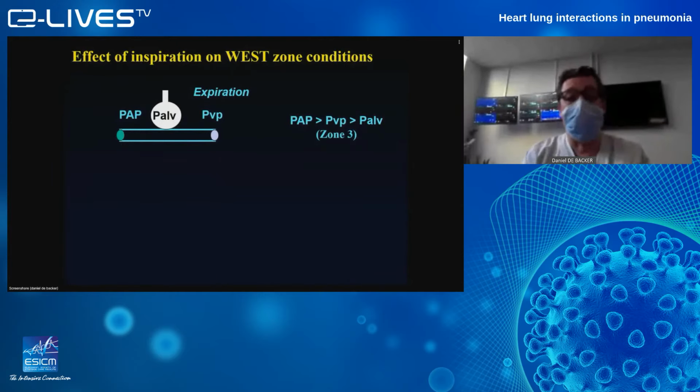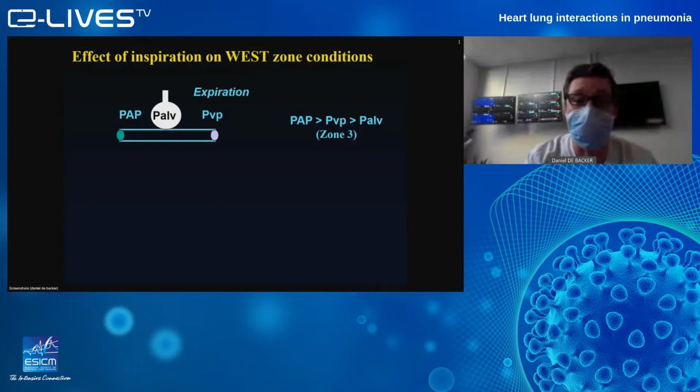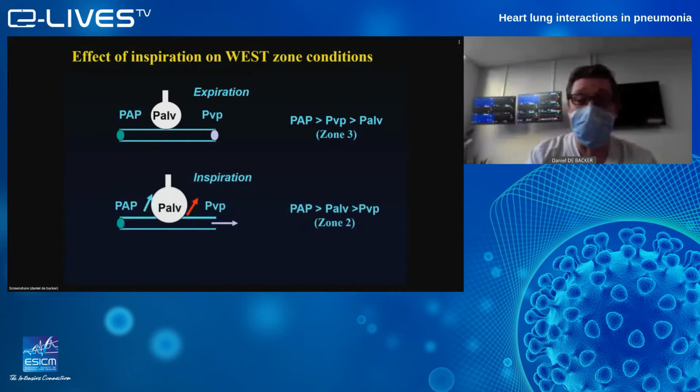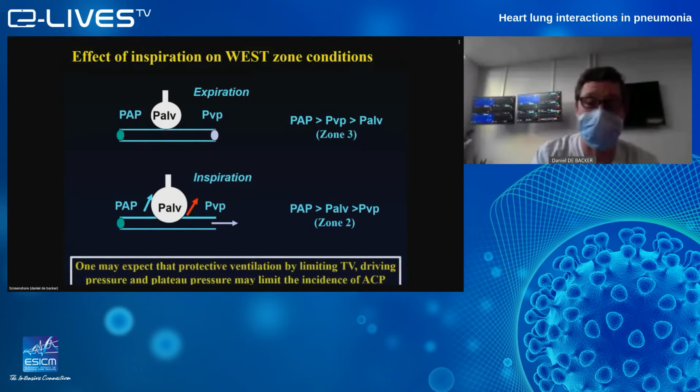What are indeed the implications of the different West zones is that in zone 3, we have the pulmonary artery pressure, which is higher than the pulmonary venous pressure, and both are higher than the alveolar pressure. During inspiration in these conditions, there is an increase in the alveolar pressure and transform zone 3 into zone 2, because indeed, at that time, the pulmonary artery pressure is still, of course, higher than the pulmonary venous pressure, but the alveolar pressure becomes higher than the venous pressure, and hence is increasing the resistance in these conditions.